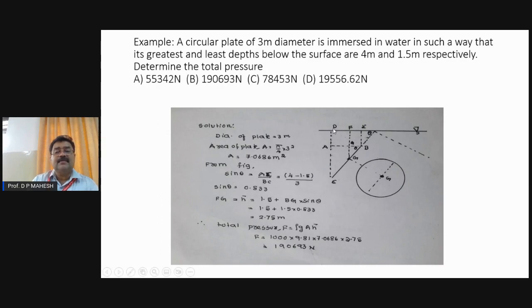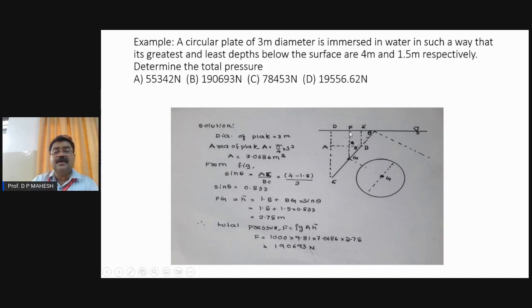AC is the greatest depth, which is 4 meter. Then AC minus AD, where BC is the diameter of the plate, which is 3 meter. AD is 1.5 meter, which is the least depth, so that we can calculate sine theta. Let it be as it is, as sine theta itself. No need to calculate theta out of it.